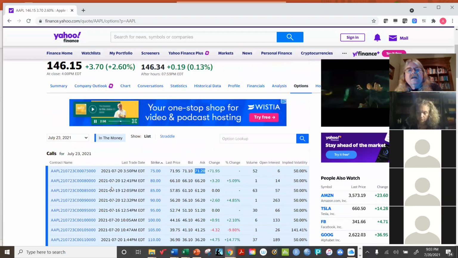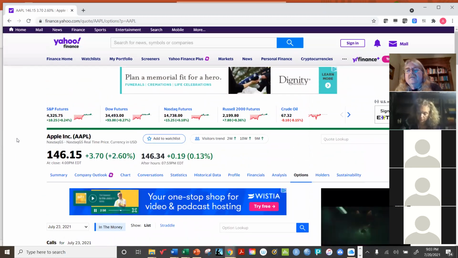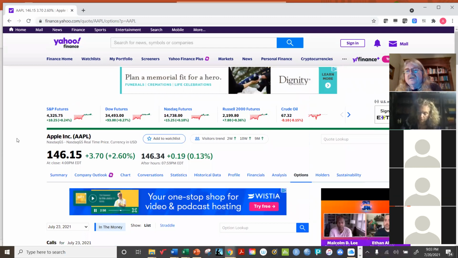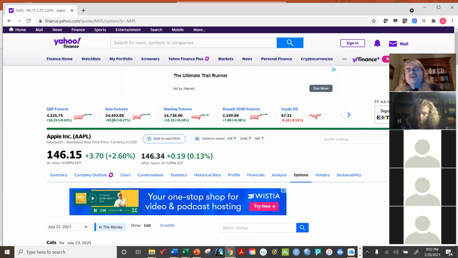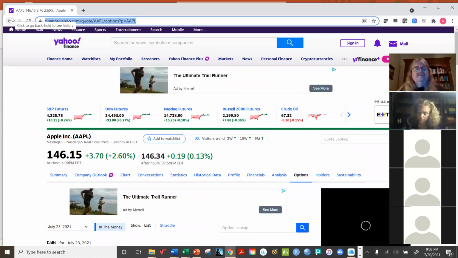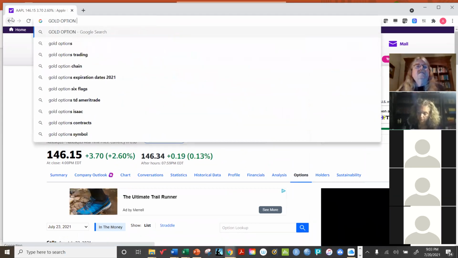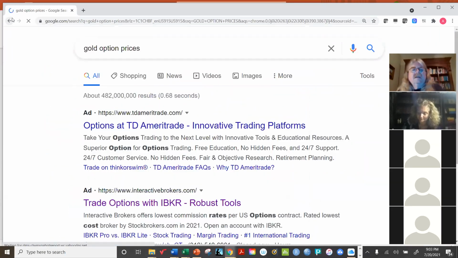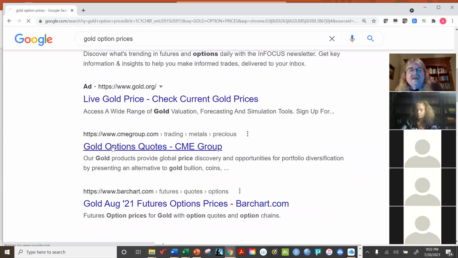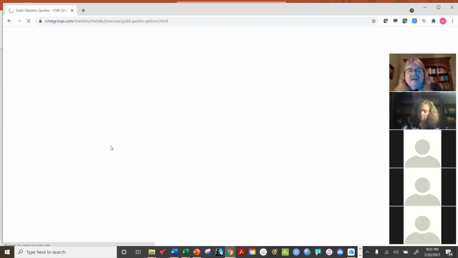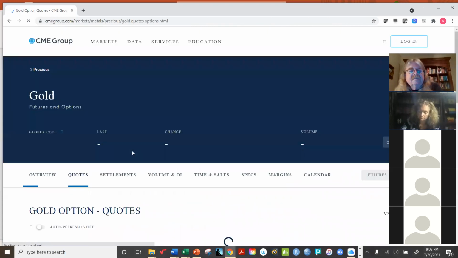All right. So now, unfortunately, option prices for other securities are usually very hard to find on the internet. Usually you end up having to pay for them. They're proprietary. So unlike stock prices where we can get them very easily, I can't, for example, look up gold option prices, or at least I don't think I can. Let's give it a shot. Oh, wait a minute. CME may have some prices for us.